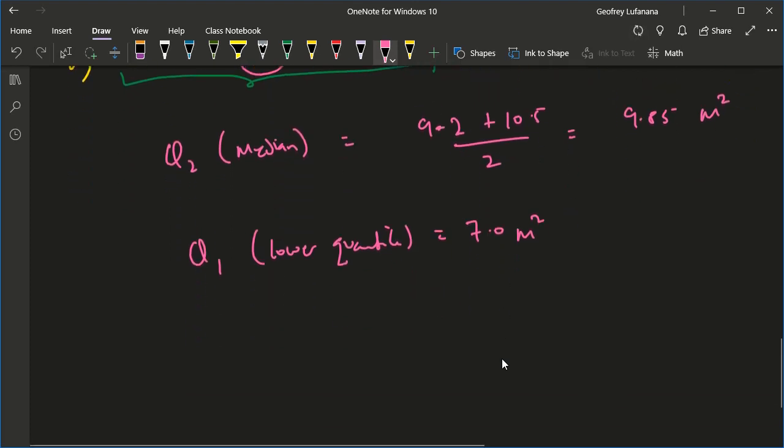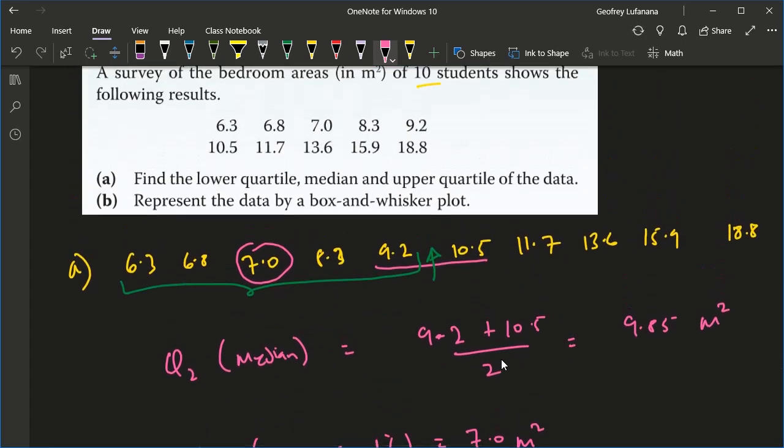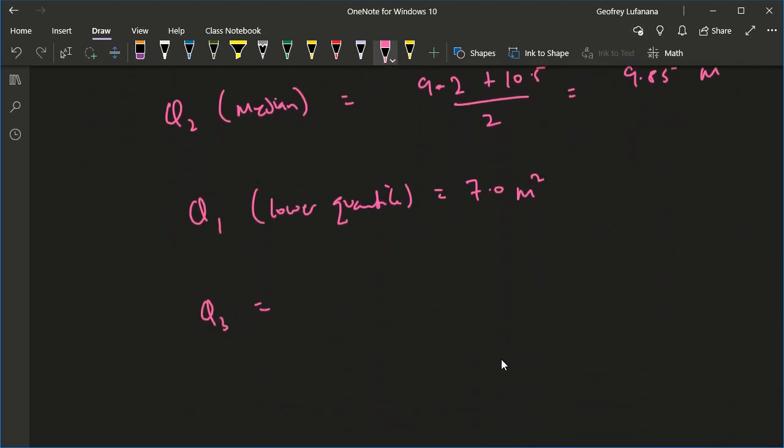And then my upper quartile, Q3, would be the middle value of the upper side of the data above the median, and that's 13.6. So my upper quartile is 13.6 square meters. Now for plotting, that's our part B.